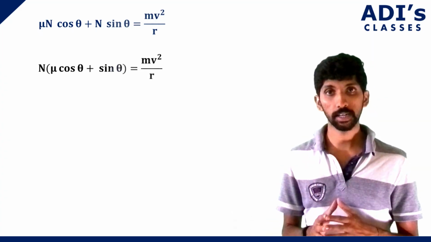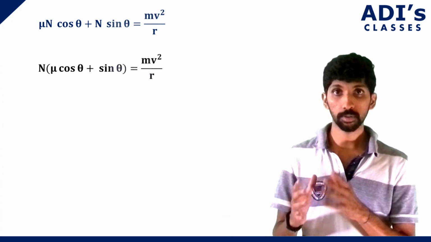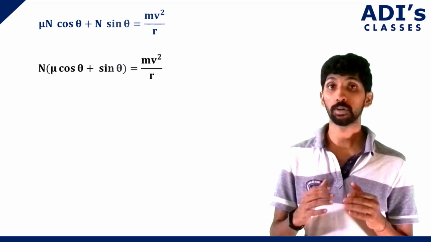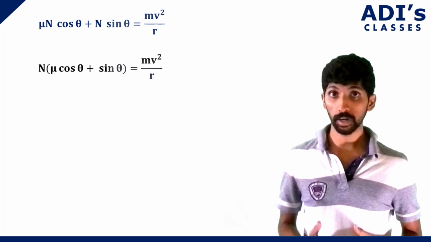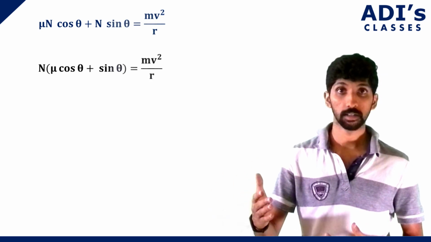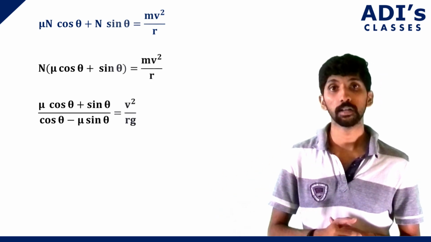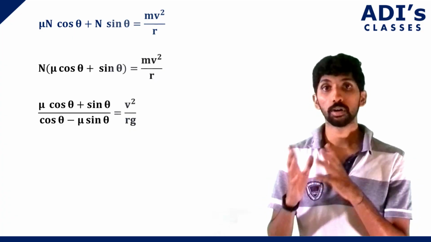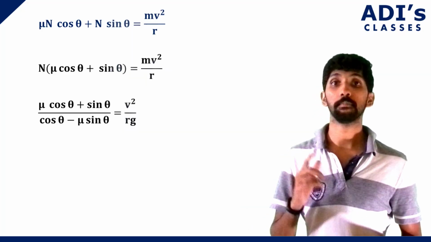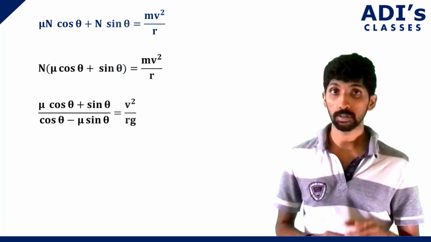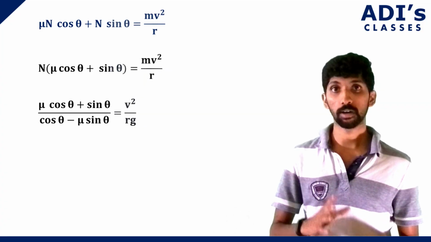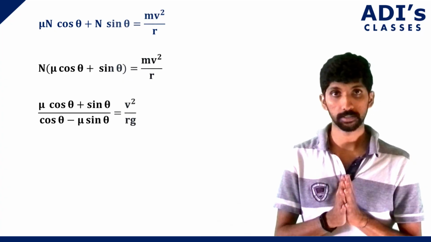So what you will get is n into mu cos theta plus sin theta is equal to mv square by r. Now what we do is we divide these two equations: the second one, mv square by r, and the first one, mg. So we'll get mu cos theta plus sin theta divided by cos theta minus mu sin theta is equal to v square by rg. You guys understood how we got this? I'm dividing the two equations, so that's the reason we got this.